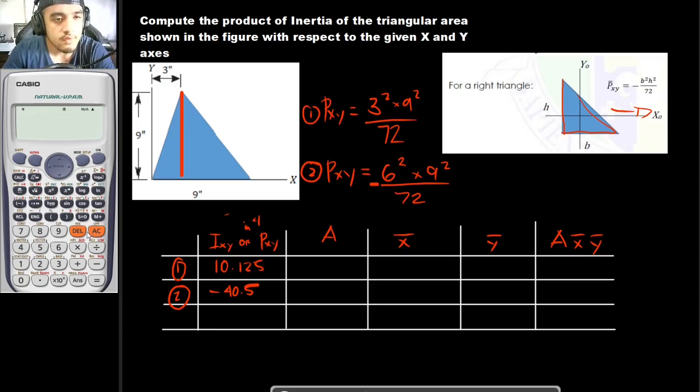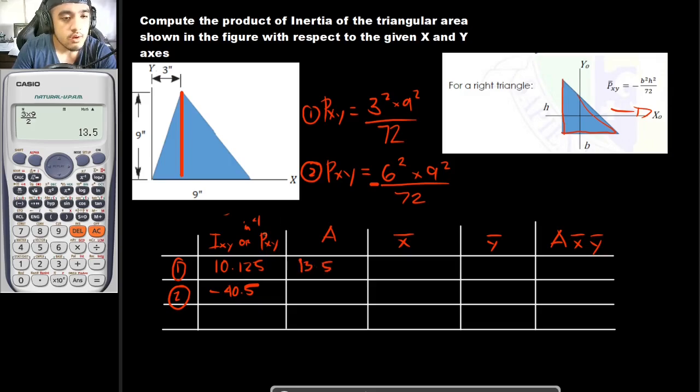So the area for the first triangle is 1/2 of 3 times 9. And our area then is equal to 13.5 square inches. So 13.5.